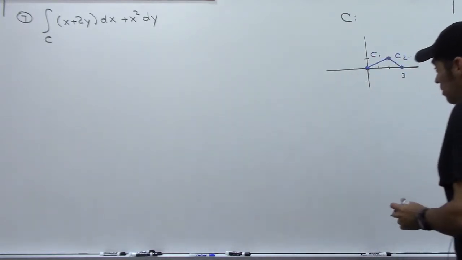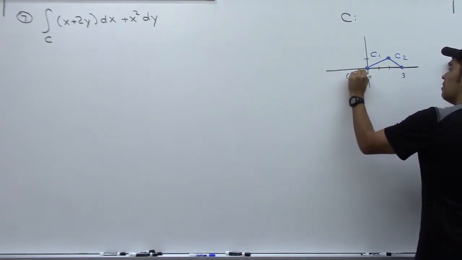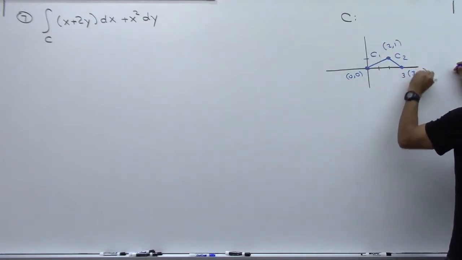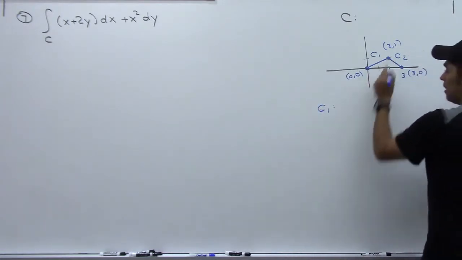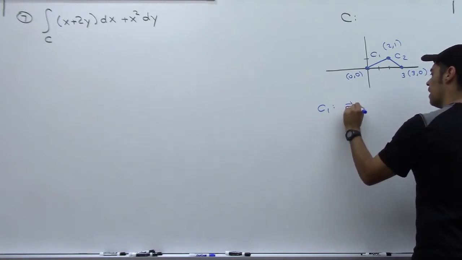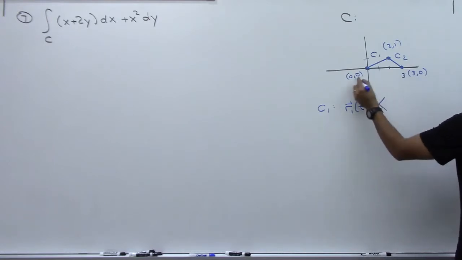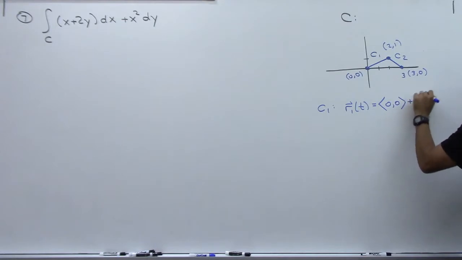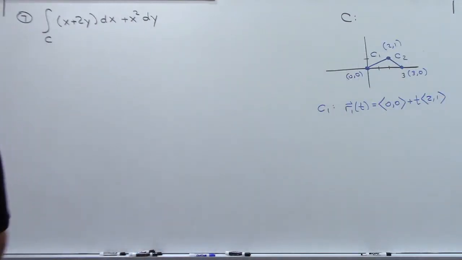Yeah, so let's define these 2 curves. Remember, this is 0, 0, this is 2, 1, and this is the point 3, 0. So if I'm going to define C1, it's going to be a line segment, defined with this vector function we call R1 of t. It's going to connect this point to this point. So I'm going to start at 0, 0, and then t times the direction vector that goes from here to here, which is just 2, 1. We did this in class, so I'm assuming you're okay with that.